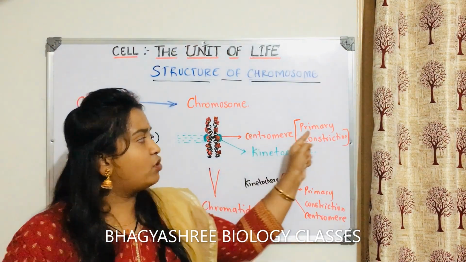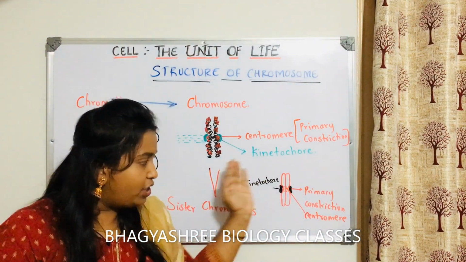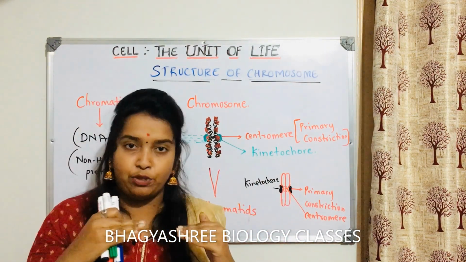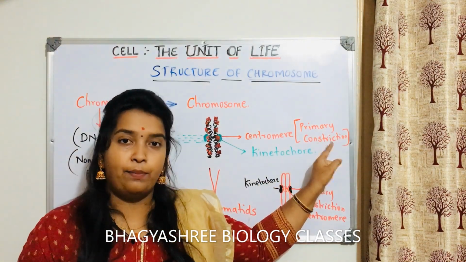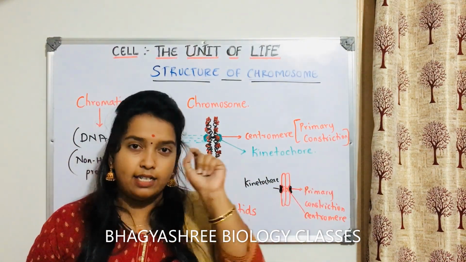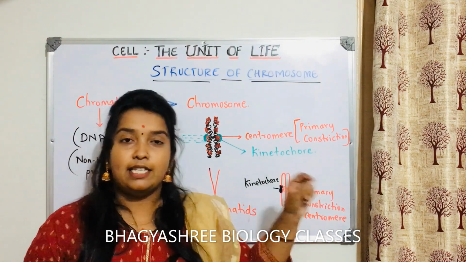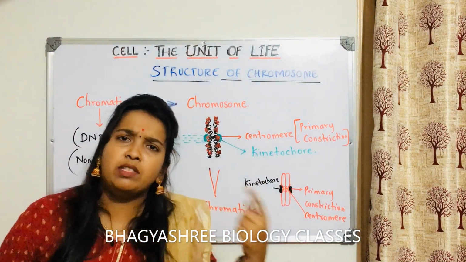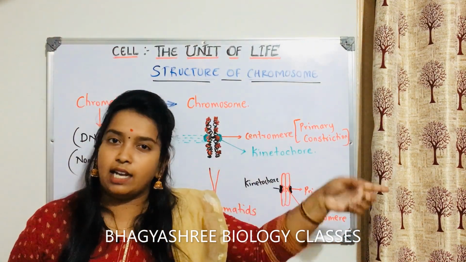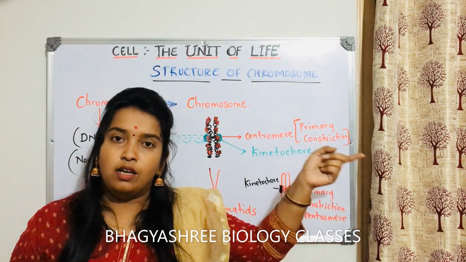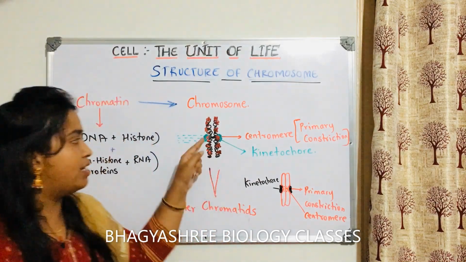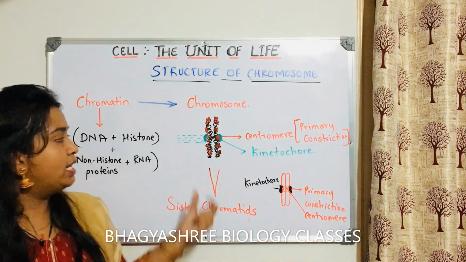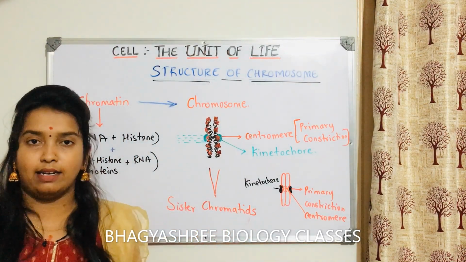Now then why it is called primary constriction? Because there is a constriction which has taken place because of that attachment. If you consider this name, primary constriction, you can understand one thing. When they are calling this primary constriction, obviously there must be some other constriction which can be called secondary, tertiary or something. So that we will see also. Anyways, these are the basic things which you need to know. So this is centromere, this is kinetochore. These two are sister chromatids.